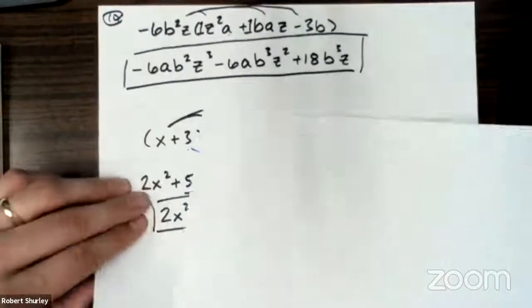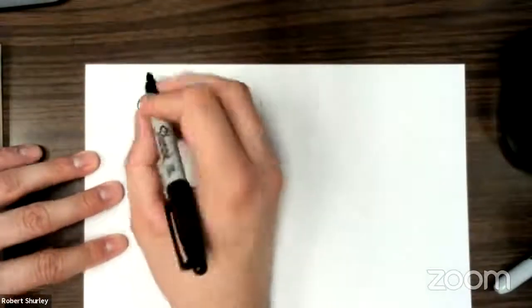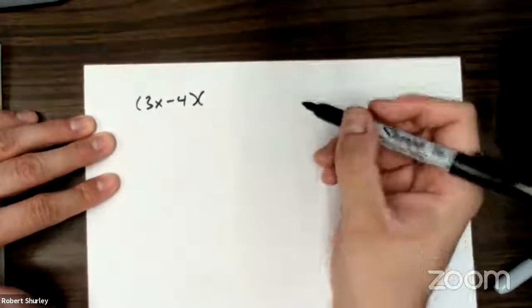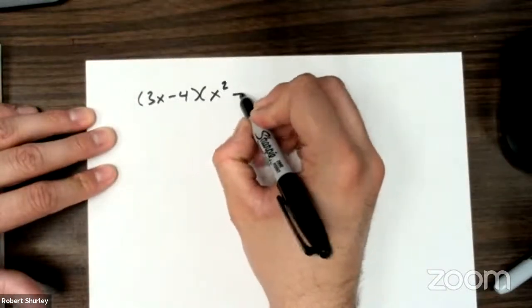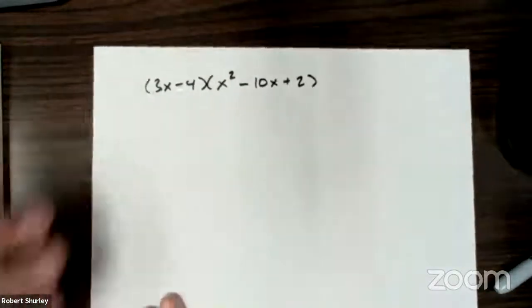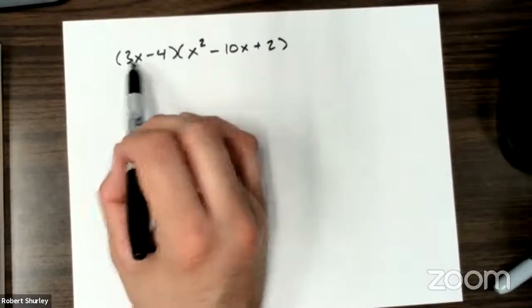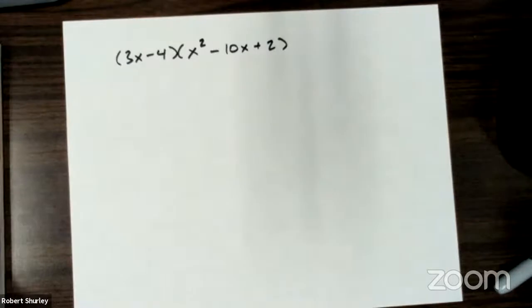But let's go over, well, what if it's not a single or a binomial into a binomial? What if it's a binomial into a trinomial? So let's say we had 3x minus 4, and I wanted to multiply that into x squared minus 10x plus 2. So now we've got a binomial being multiplied into a trinomial. And what do we need to do?